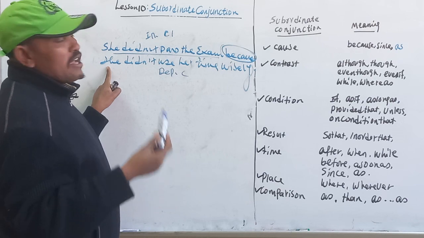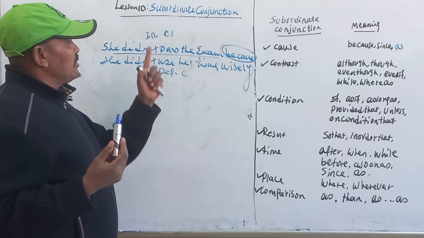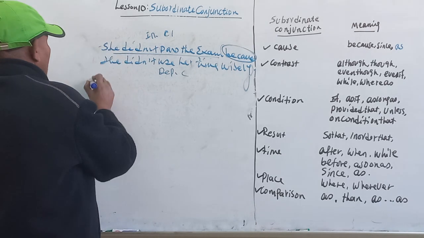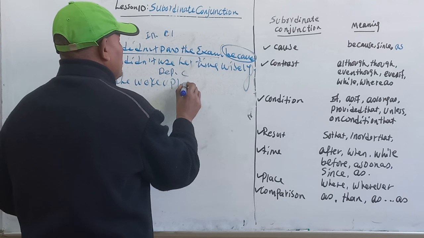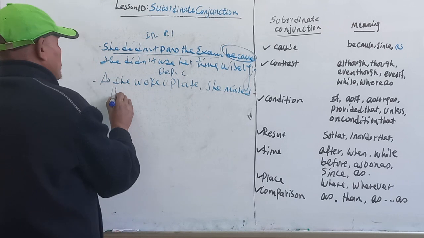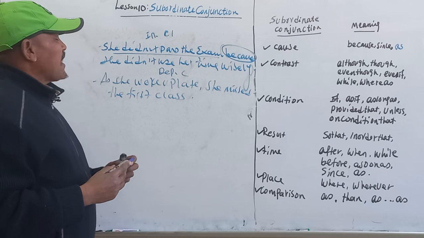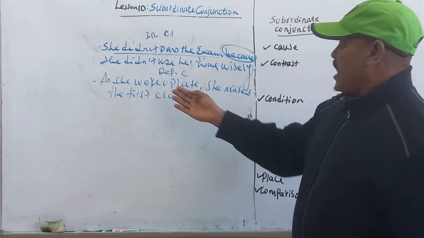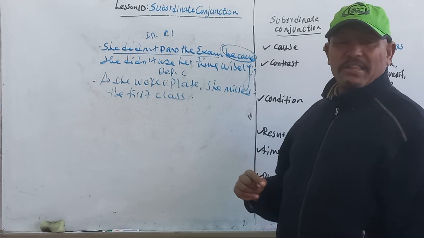This is a clear example for what I am saying. Look here: as she wake up late, she missed the first class. This is the second example. What does the meaning of this sentence mean? As she wake up late, why she missed the first class? Because she woke up late.